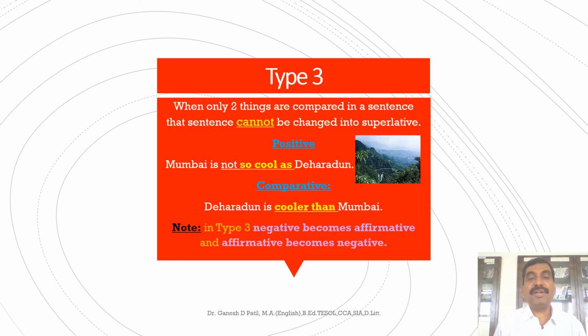And let us see the comparative. To begin the comparative, you can begin with the word that follows second as. Dehradun is cooler than Mumbai. The meaning remains same even though the degree changes. This type of sentence cannot be changed into superlative degree.